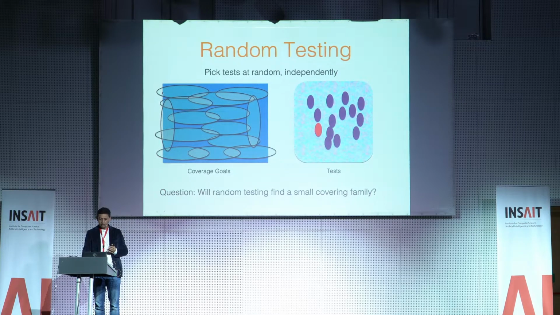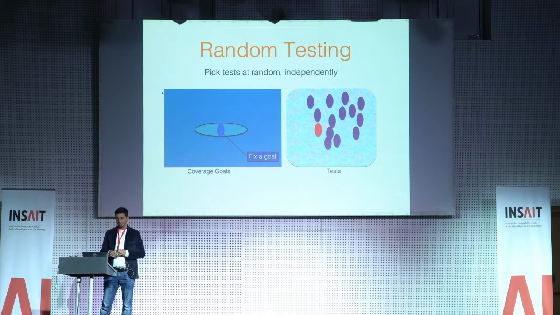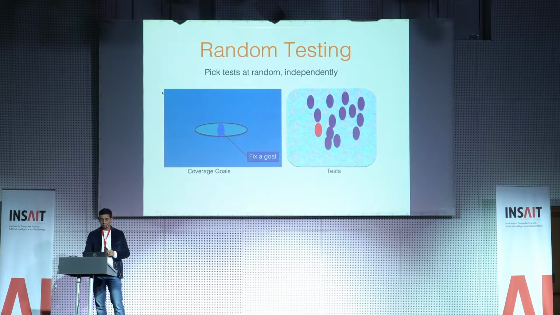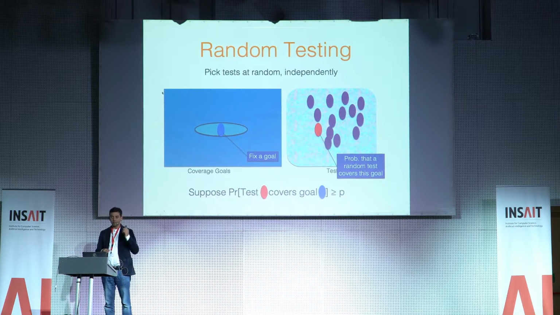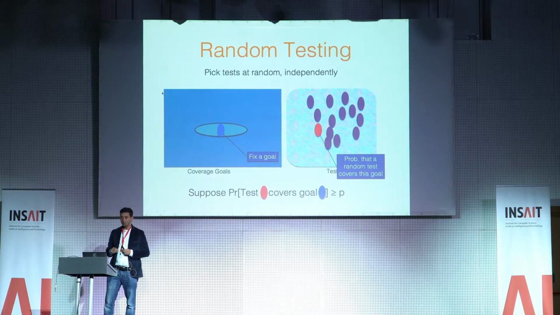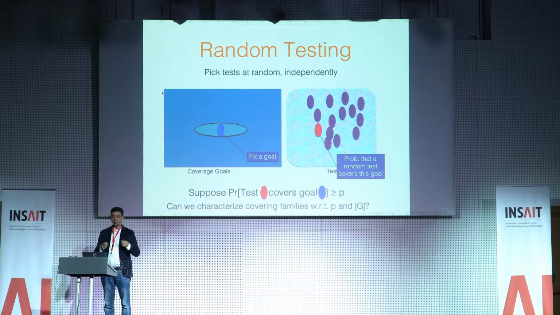And a natural question then is, will random testing find a small covering family, or under what circumstances will random testing find a small covering family? And it turns out that there is a relation between the probability of hitting a goal and this notion of a small covering family. So imagine that you fix a particular coverage goal. You can ask the question, what is the probability that a randomly chosen test will cover this goal? And imagine that there is some calculation that you can do that gives a lower bound on the probability that a particular test covers a fixed goal. Then you can ask, can we characterize the size of a covering family based on the number of goals that you have and the probability that a random test covers a particular goal?